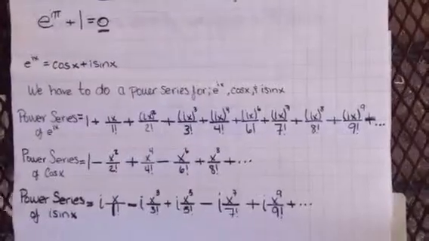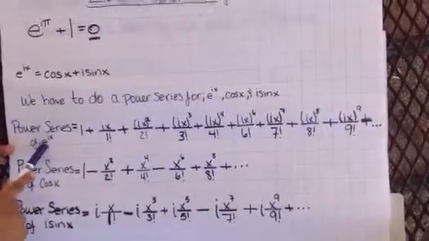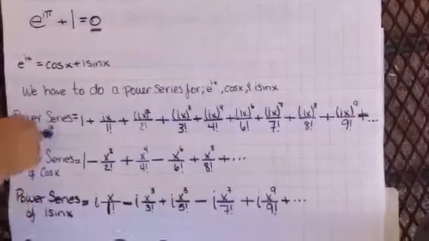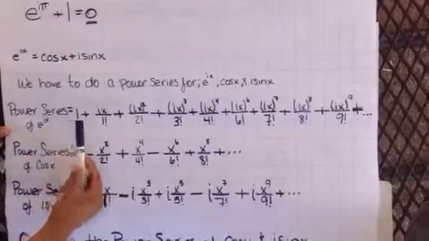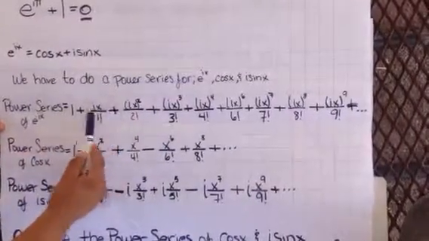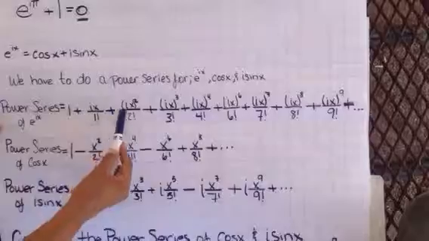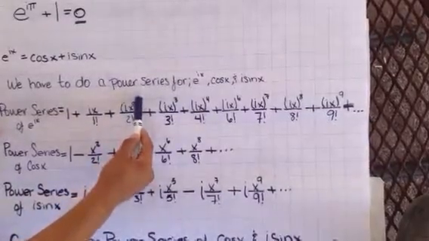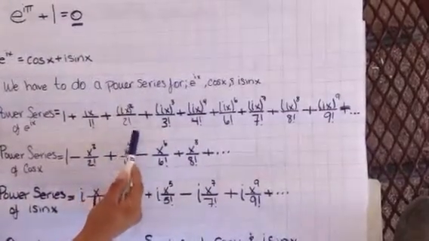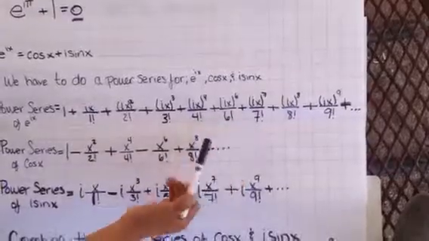The power series of e to the power of ix equals 1 plus ix over 1 factorial plus (ix) squared over 2 factorial, and so on.